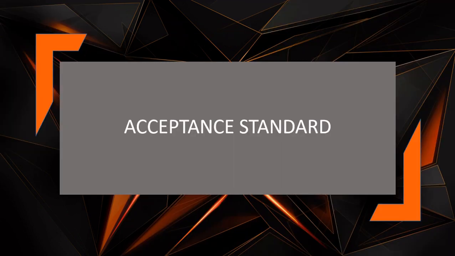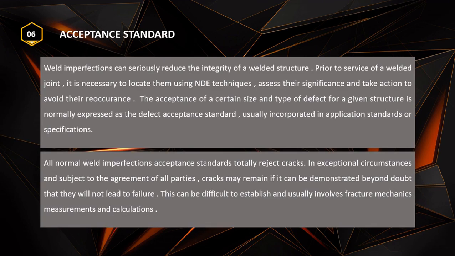Acceptance standards. Weld imperfections can seriously reduce the integrity of a welded structure. Prior to service of a welded joint, it is necessary to locate them using NDE techniques, assess their significance and take action to avoid their reoccurrence. The acceptance of a certain size and type of defect for a given structure is normally expressed as the defect acceptance standard, usually incorporated in application standards or specifications.